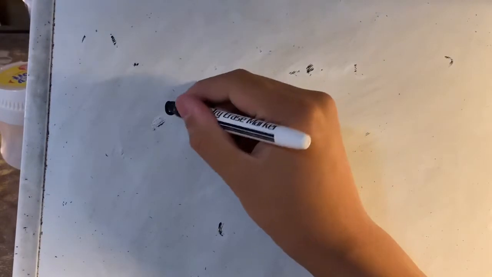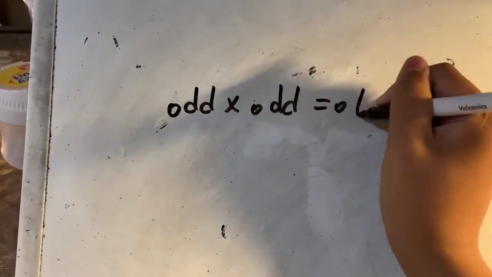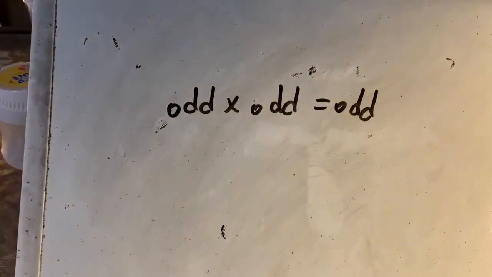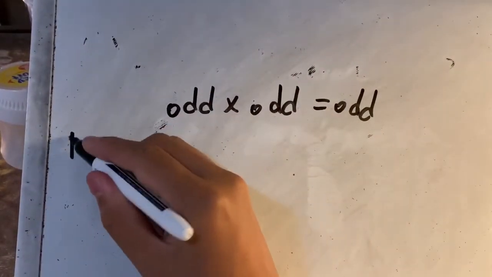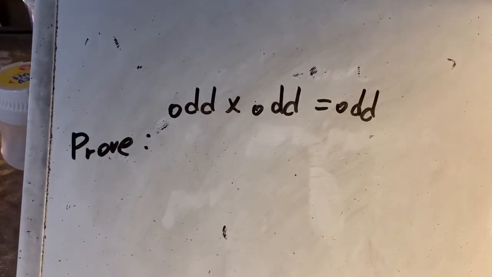Now let's talk about some multiplication application ideas. So odd times odd is equal to odd. So how can we prove it? I'm going to give you a problem. Prove odd times odd is odd. And now let's see how we get the solution of it.